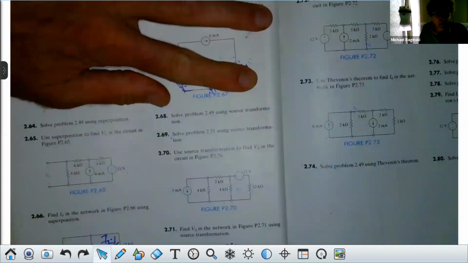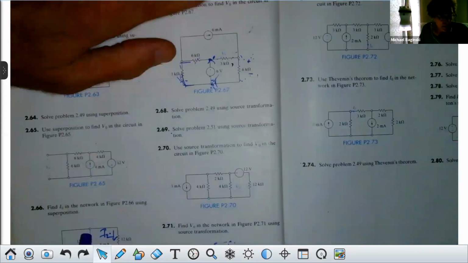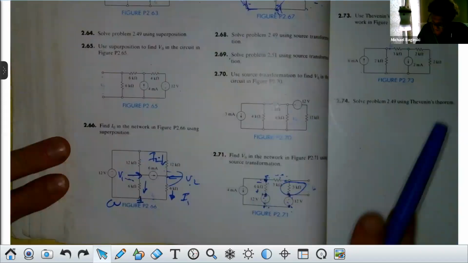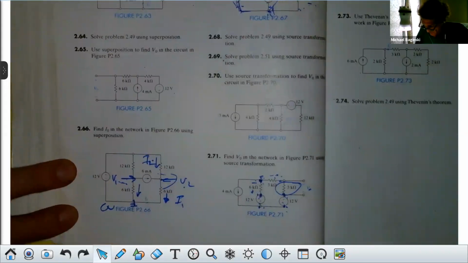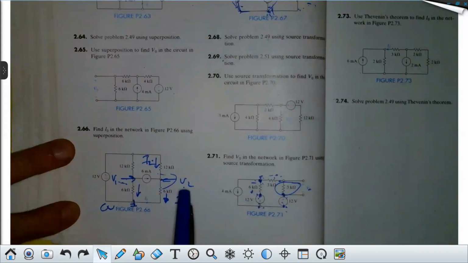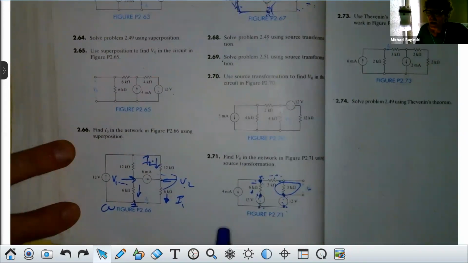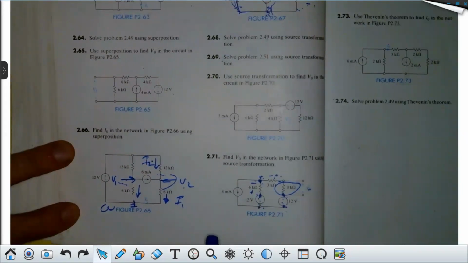I have a quick question. How did you know I2 was going down and not up on that last problem? This one? Right here? Sorry, right here, pardon me. Right. I arbitrarily assigned it that way. If I would have put it the other way, then it would have been V2 minus 12 over 12K. Okay. It's a fair question, though.